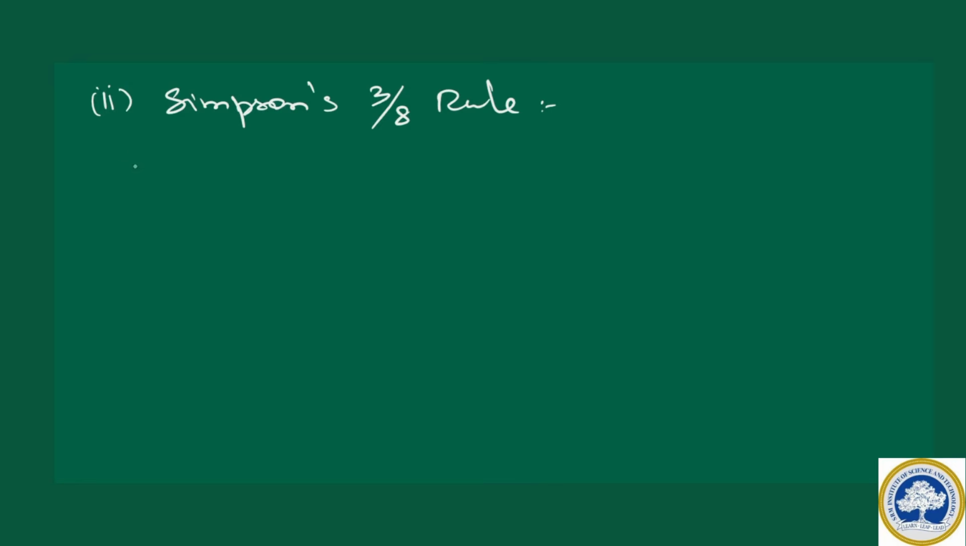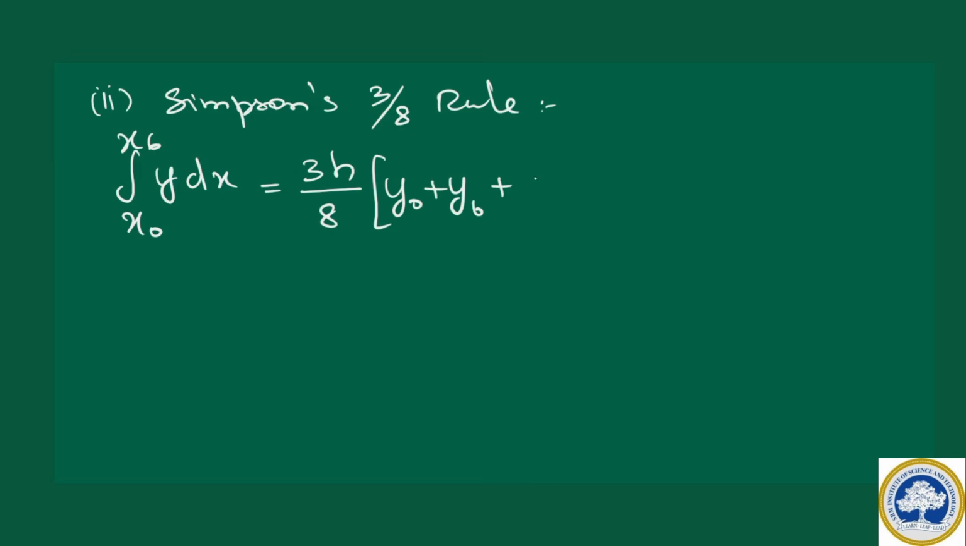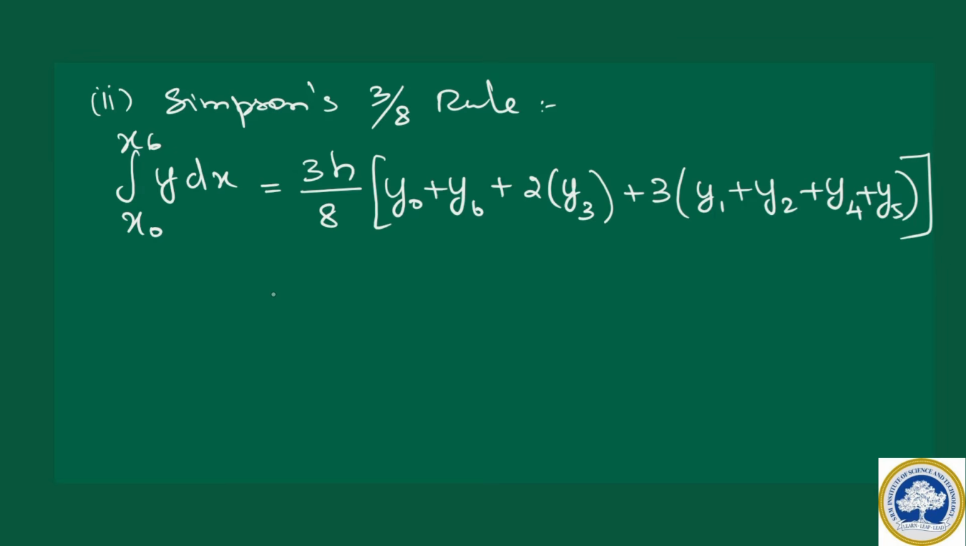Now Simpson's 3/8 rule. The formula is the integral from x0 to x6 of y dx. Because we have the data from x0 to x6, the formula is 3h/8 times the first term plus the last term plus 2 times the multiples of 3. Multiples of 3 means y3; the next would be y6, but y6 is already counted as the last term. So we have only 2 into y3, plus the remaining terms into 3, that is 3 into y1 plus y2 plus y4 plus y5. So this is the formula for the 3/8 rule.